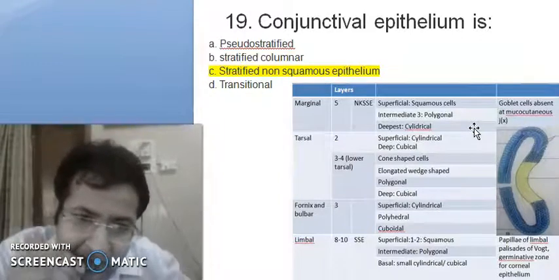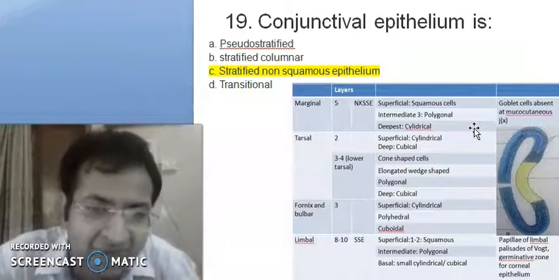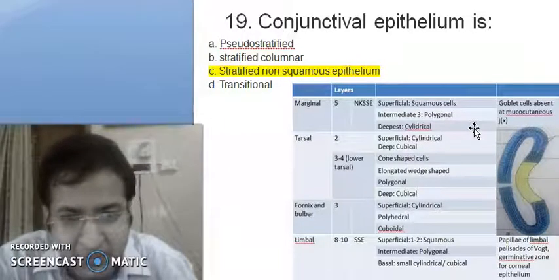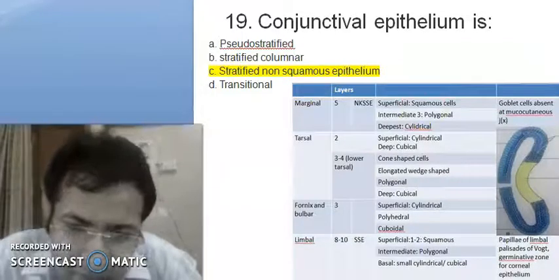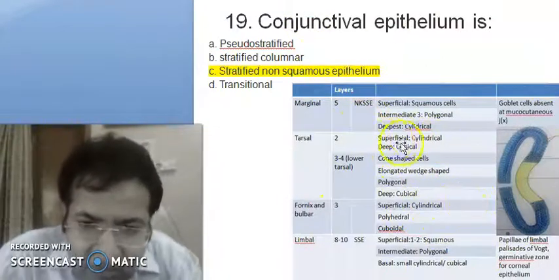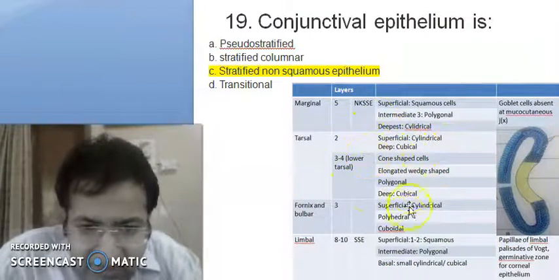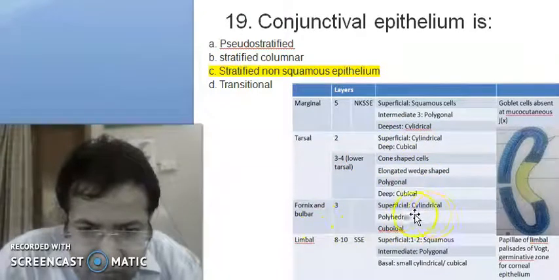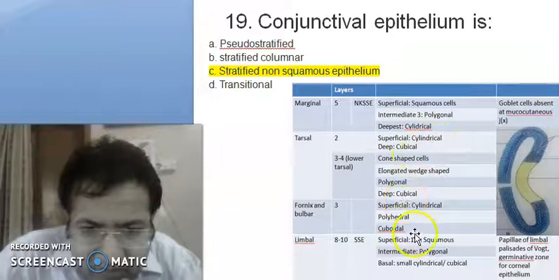The next question was: conjunctival epithelium is. Here you may be confused as it is written pseudostratified. It is not pseudostratified. It is actually stratified. It is stratified columnar. We can't label it as just columnar because, as we had studied in the structure, in the tarsal part the superficial is cylindrical and the deep is cuboidal, and in the fornix also the superficial is cylindrical and the deep is cuboidal. So we can't label this as just columnar because both cylindrical and cuboidal cells were seen.